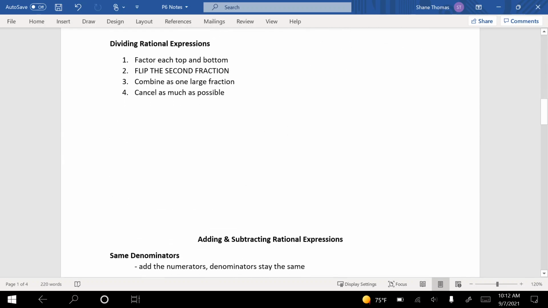Alright. Now division. Step it up a little bit. When we go to division, notice, if you look at the steps for multiplication and the steps for division, there's one difference. Factor each top and bottom.